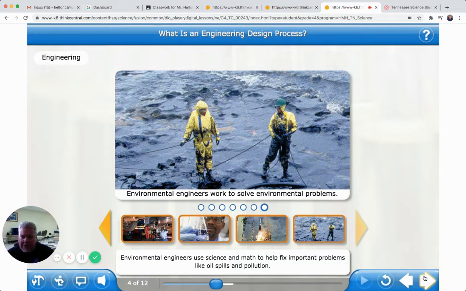Which one of those types of engineers did you think was most interesting or that you might like to be when you grow up? I think I like the electrical. I would like to work with electricity and sound and things like that. How about you?